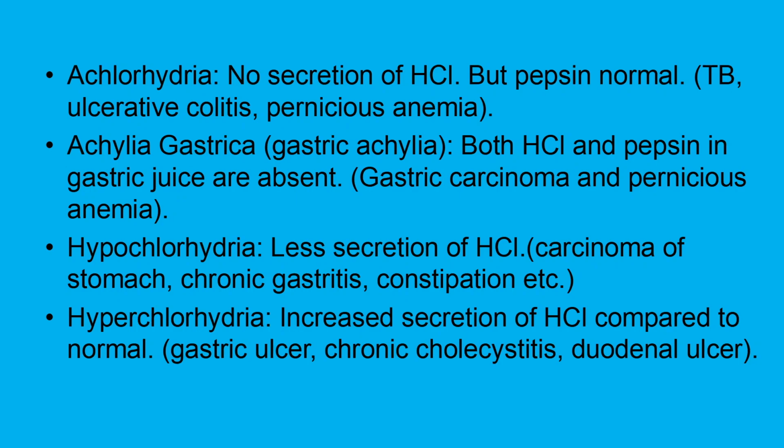Hyperchlorhydria means increased secretion of HCl, with free acidity of gastric juice. That is, the free acidity value will be more than 100 milliequivalents per liter in the case of hyperchlorhydria. It will be seen in conditions like gastritis, cholecystitis, and duodenal ulcer. Blood along with hyperchlorhydria will indicate gastric ulcer and also gastric carcinoma.